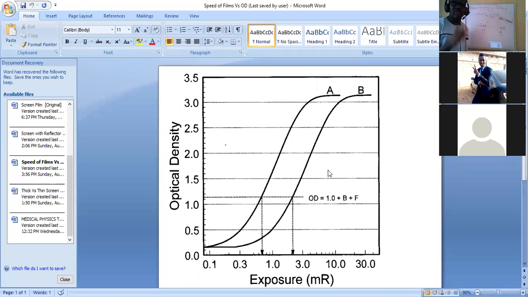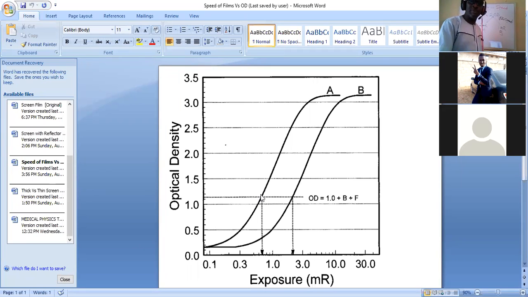So I have this slide to quickly explain in more diagrammatic fashion what we mean by speed of film and how it relates to the exposure level.